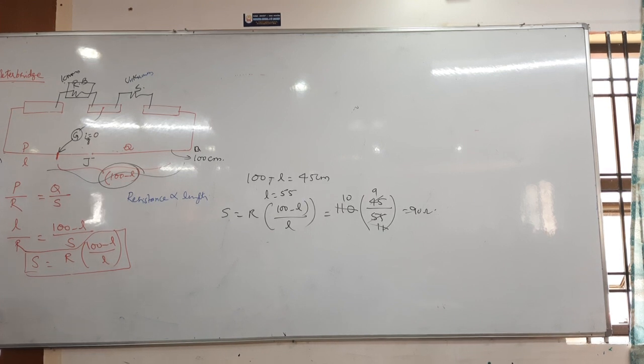Whoever got it wrong might have considered that as point A to B. You might have taken L as 45 and 100 minus L as 55, and then you got the wrong answer. In that case, you will get 55 by 45, that is 90 by 110, like that you will get.